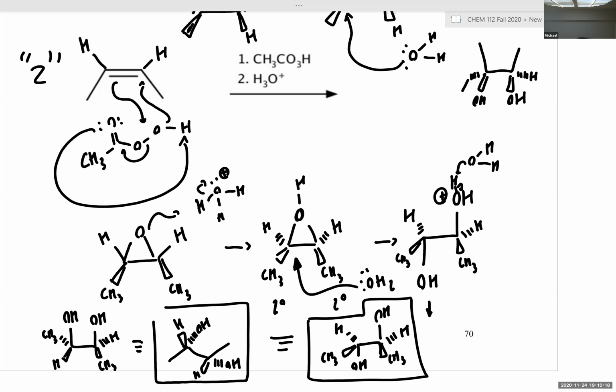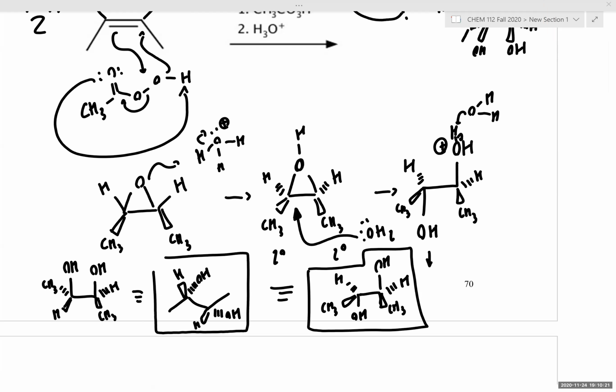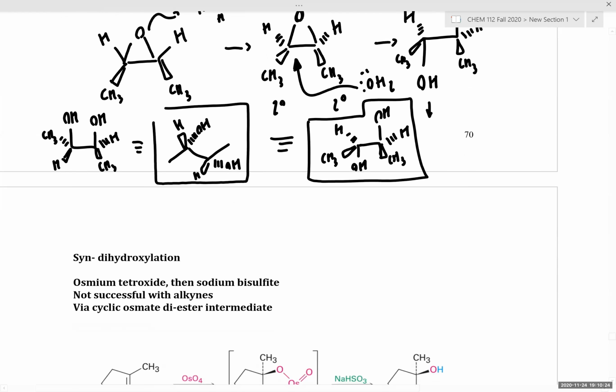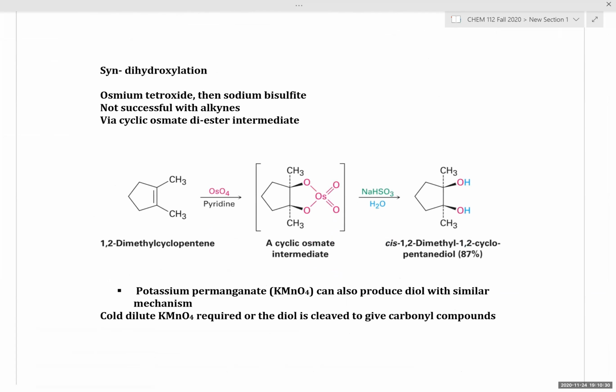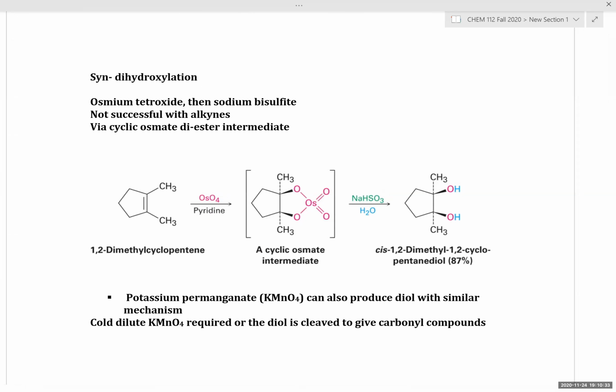Okay, so let's keep going now and look at some other examples. What we're going to look at next is syn dihydroxylation. Epoxide opening gives us anti products. In the case of osmium-facilitated dihydroxylation, we get syn dihydroxylation, where both of our alcohols are installed on the same face. Syn dihydroxylation is facilitated with osmium tetraoxide, with sodium bisulfite used to cleave off our osmate ester.